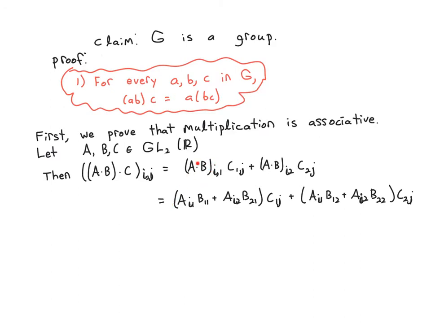So what does this entry tell you? It's the entry in the ith row and first column. So these are the entries in the first column, and these are the entries in the second column. So we got a_i1 b_11, a_i2 b_21, a_i1 b_12, a_i2 b_22.